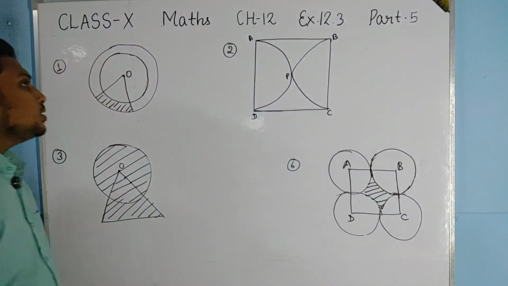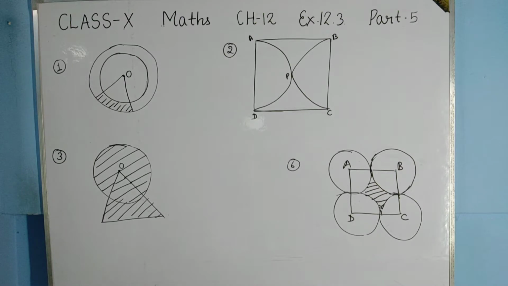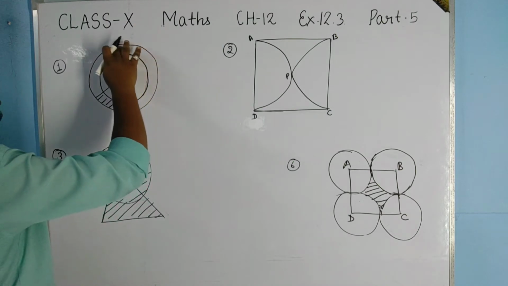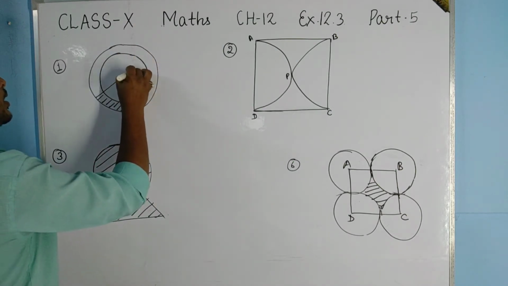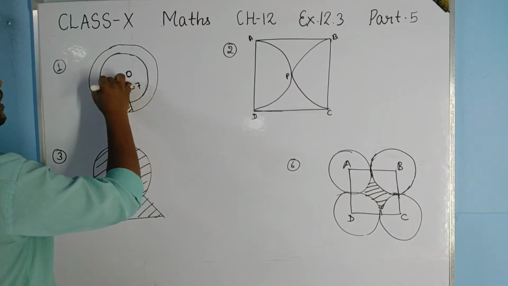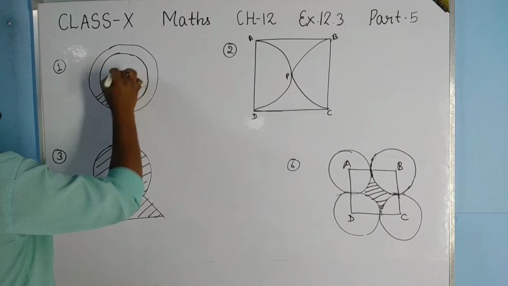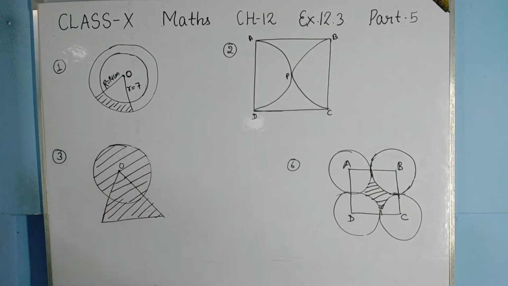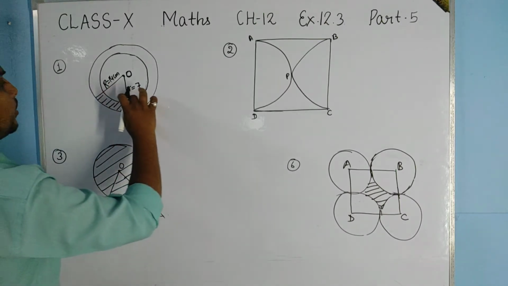See, the first question of exercise 12.3 is: find the area of the shaded region in the given figure if the radii of two concentric circles with center O are 7 centimeter and 14 centimeter. Students, you can see the figure is of concentric circles. Here is the center O. The smaller radius is 7 centimeter and the bigger radius is 14 centimeter. You have to find this shaded region. So how will you find it?